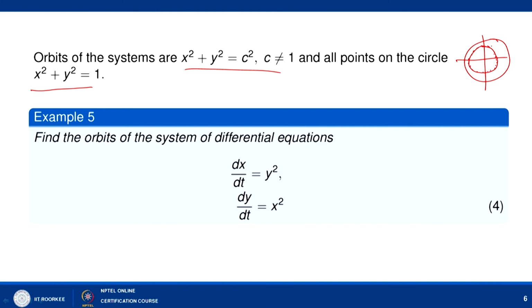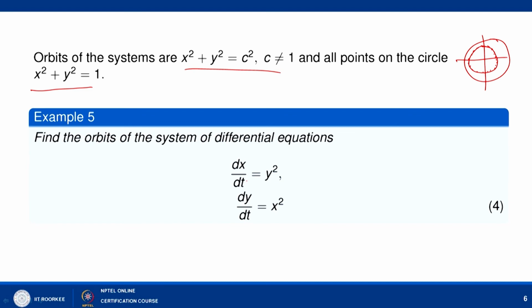So, here we have infinitely many orbits for the system of differential equations, because in this circle we have equilibrium solutions. So, x square plus y square equal to 1 is not a single orbit, but it is a union of infinitely many different orbits. So, that will give you the orbits of the system given here.